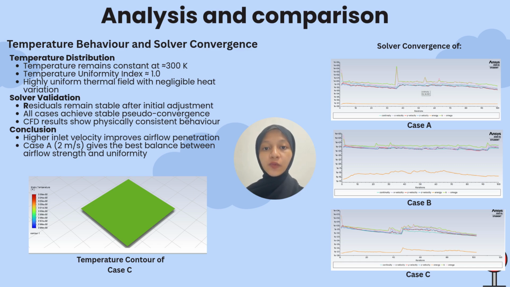For the last one, temperature behavior and solver convergence. The temperature distribution remained almost constant at approximately 300 Kelvin for all cases, with a temperature uniformity index close to 1, showing a highly uniform thermal field. The solver residuals also remain stable after initial adjustment, confirming stable pseudo-convergence. Overall, the CFD results show that higher velocity improved airflow penetration, but case A gives the most balanced ventilation performance.